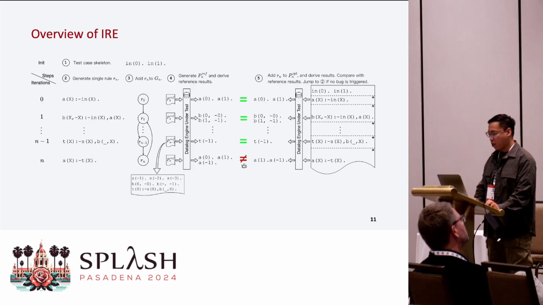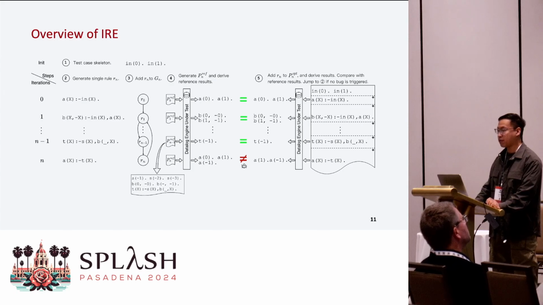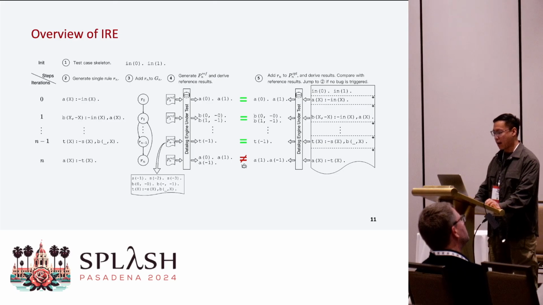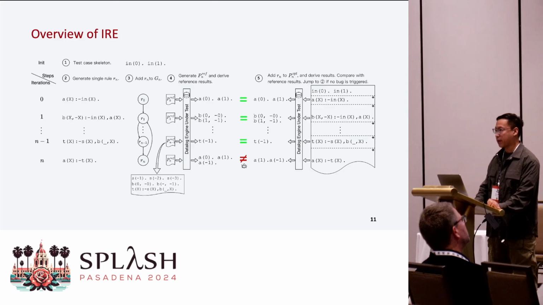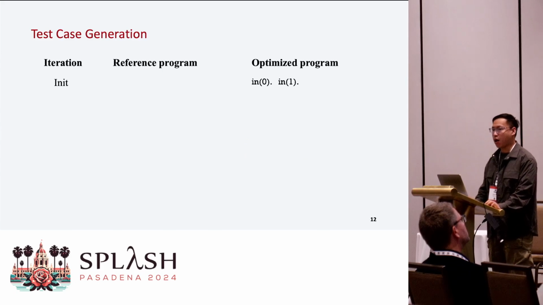The reference program is then evaluated based on the order determined by the precedence graph to obtain the reference result. Finally, we evaluate the optimized program and compare its output to the reference result. Any discrepancy indicates a logic bug. Now I provide more detailed information on our approach.